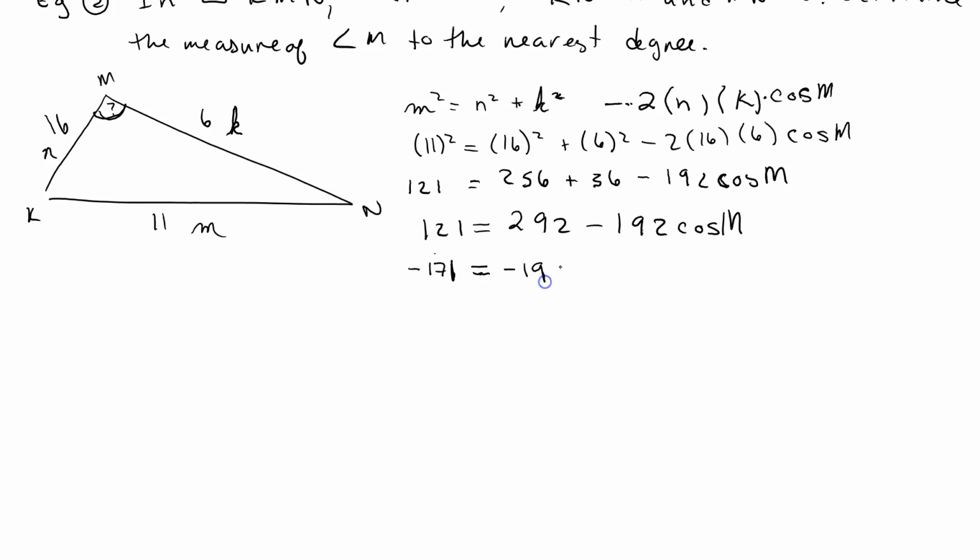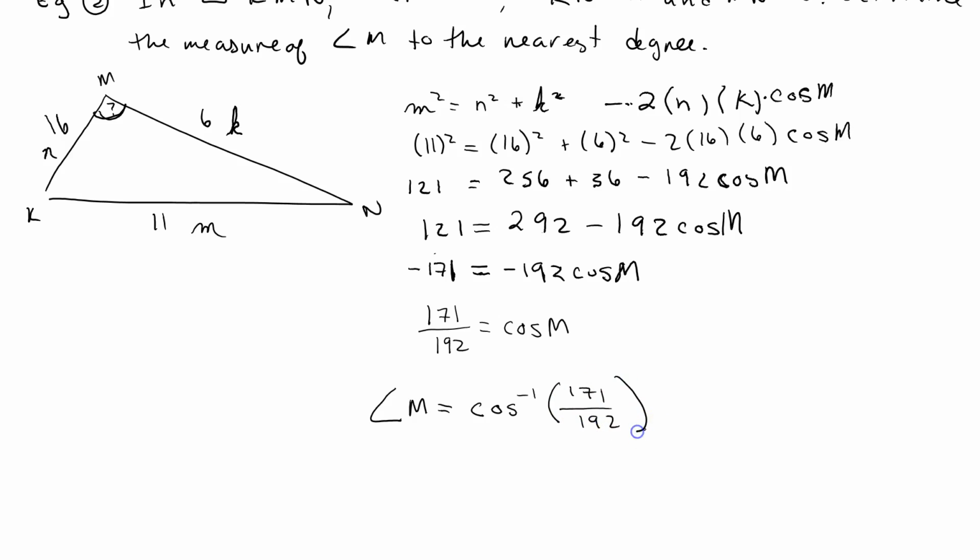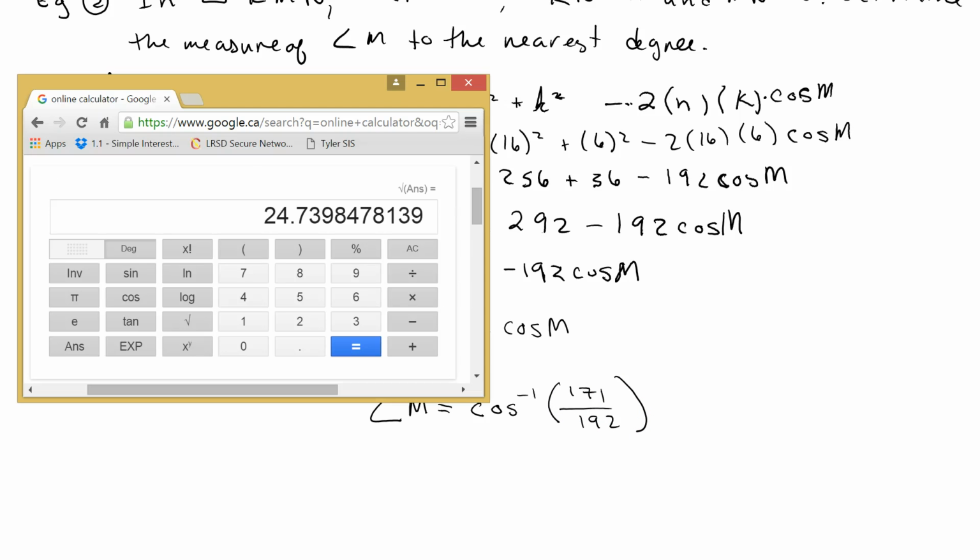I want to isolate that cosine of m, so I'm going to divide both by 192. But I get a negative divided by a negative, so I can just keep it positive. Love that. 171 divided by 192 equals cosine of m. And the way that we find out the measure of angle m is going to be the inverse cos of 171 over 192.